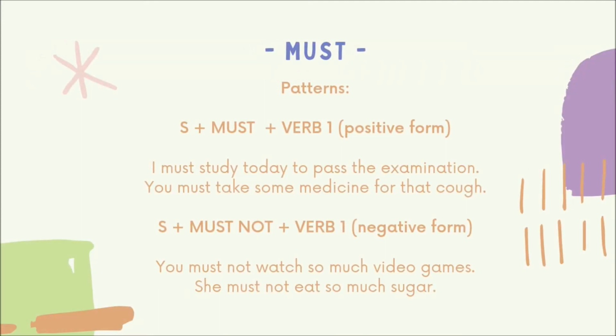When we want to write the obligation sentence, there is a pattern that we can take. Modal verb must in positive form: subject plus must plus verb one. The examples: I must study today to pass the examination. You must take some medicine for that cough. The negative form: subject plus must not plus verb one. The examples: you must not watch so many video games. She must not eat so much sugar.